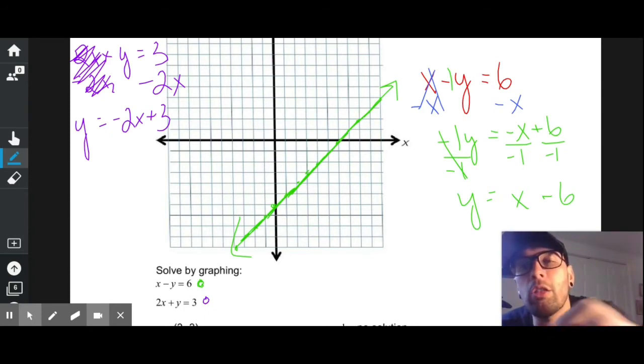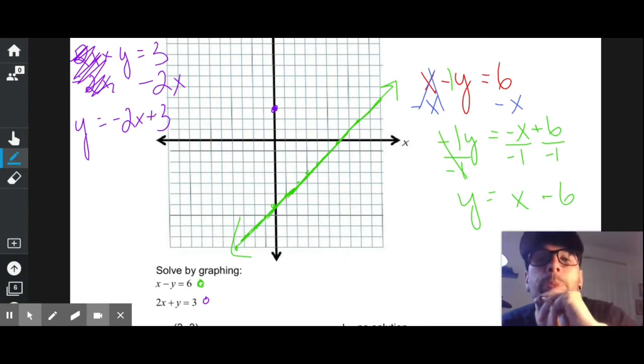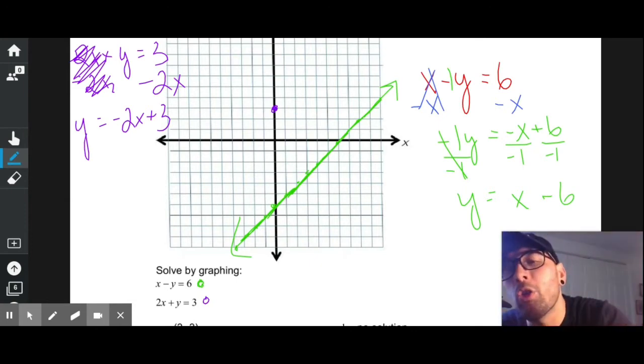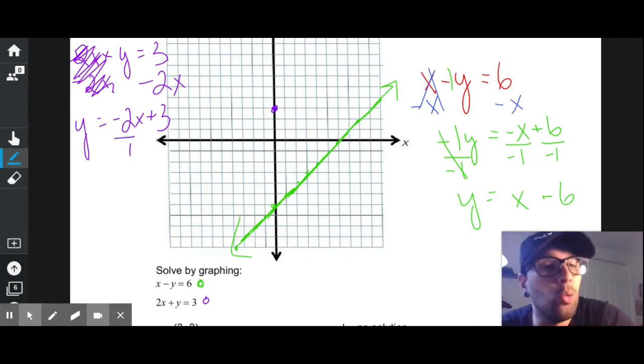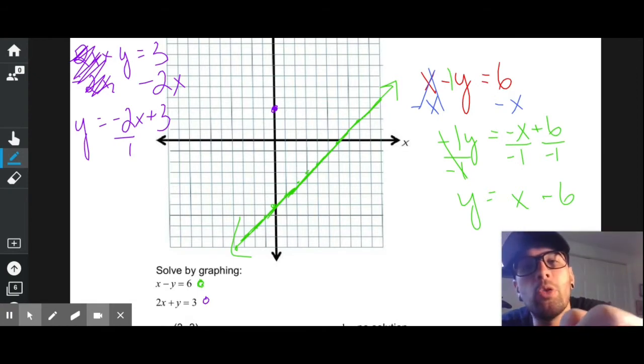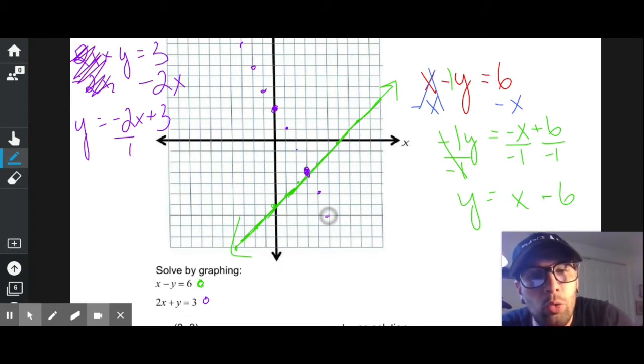So I start at 3, 1, 2, 3, because 3 is my y-intercept. My slope is negative 2, or negative 2 over 1. So I'm going to go up 2, left 1, or I can go down 2, right 1, down 2, right 1, and keep going.